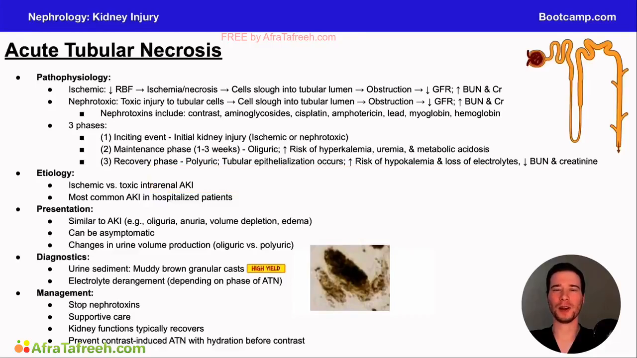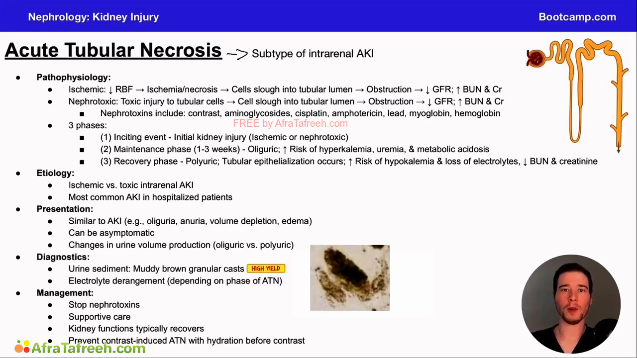So in this next video, we're now going to talk about acute tubular necrosis. Right off the bat, one thing I want to highlight here is that acute tubular necrosis is a subtype of intrarenal AKI. And remember, in our video about intrarenal AKI, we said that there are a variety of different things that can cause it, but acute tubular necrosis is the most common one, accounting for approximately 85% of intrinsic acute kidney injuries. So first we're going to talk about the pathophysiology here.